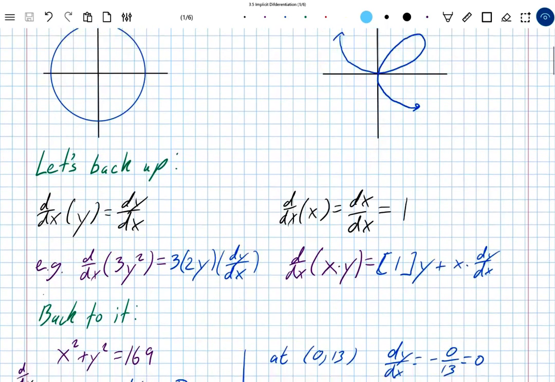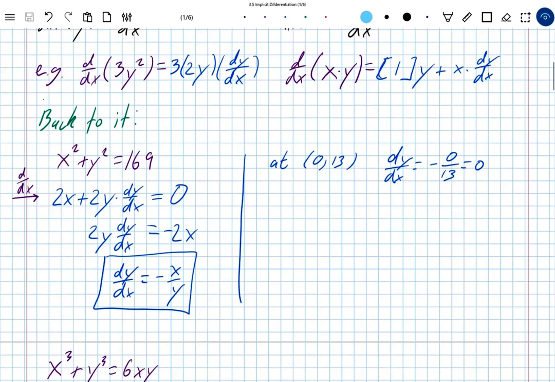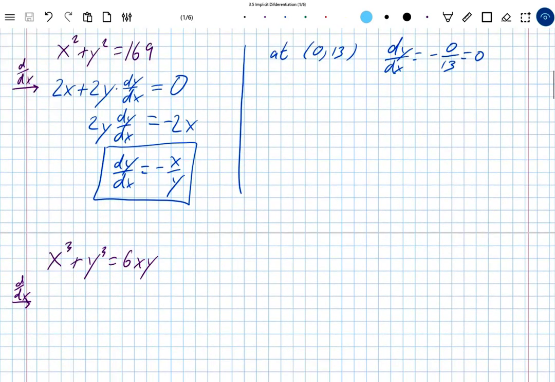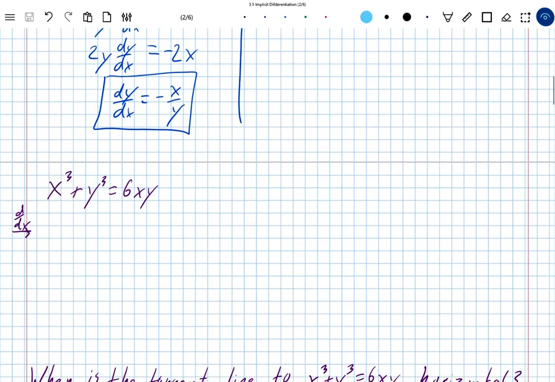Fantastic. Okay, let's go ahead and try my other function while we're here. It's pretty darn similar. That is on purpose. It's got an extra wrinkle to it. I'm going to look at x cubed plus y cubed equals 6xy. I'm going to take the derivative of the whole thing. Try it with me. Even try it before me. See if you can do it.